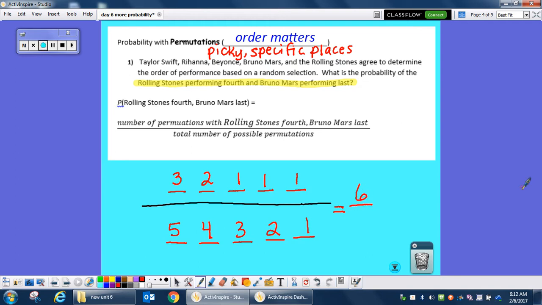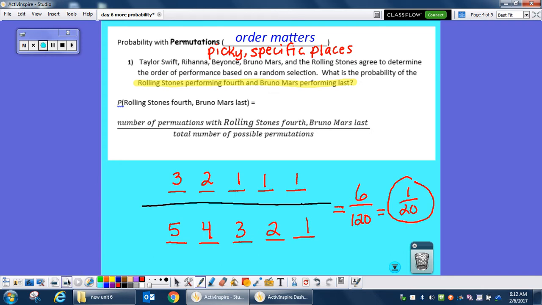divided by 5 times 4 times 3 times 2 times 1, which is 120. And then you're going to want to hit math, enter, enter, and simplify, which I believe simplifies to 1 over 20. So that means the probability of the Rolling Stones performing fourth and Bruno Mars last is 1 out of 20.